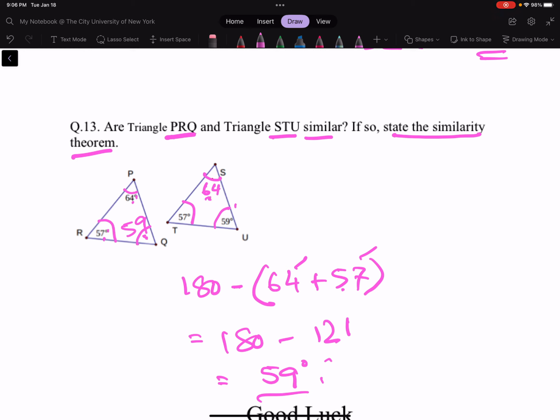So three of the angles are congruent. So obviously their similarity exists. So you say yes. And two angles being congruent means you can say they have angle-angle similarity. All right. The third one automatically becomes congruent.